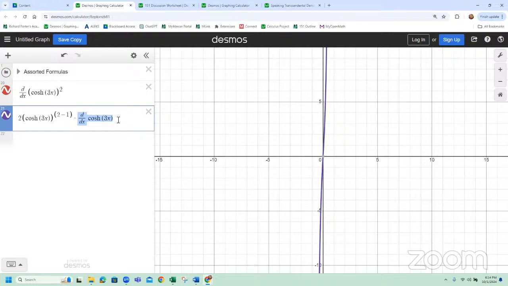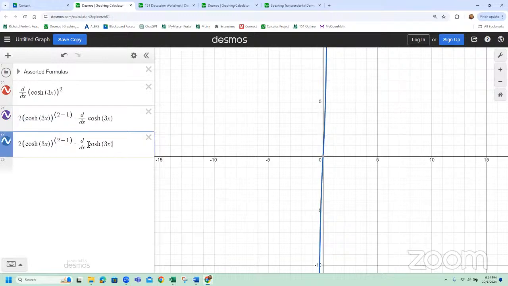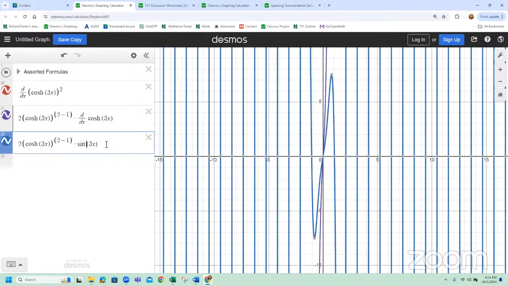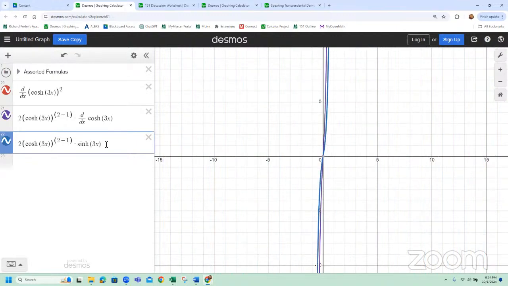Anyone? Chain rule, very good. Thank you, Aiden. All right, so I'll put this here. The derivative of cosh is what? Anyone? Sine, negative sine h. Don't say sine h. Hyperbolic sine, or sinh.